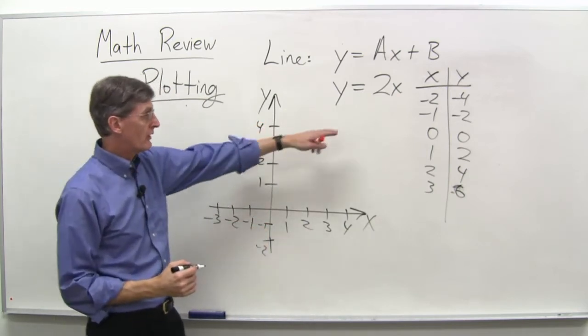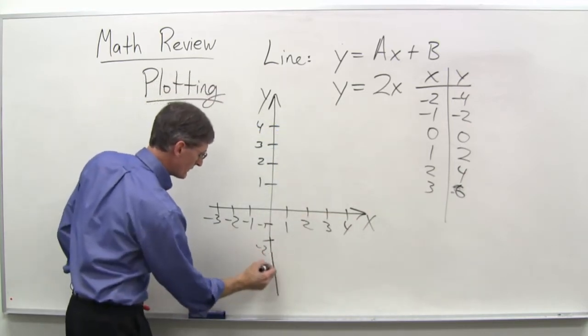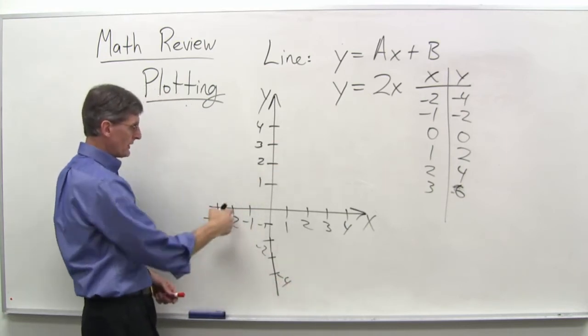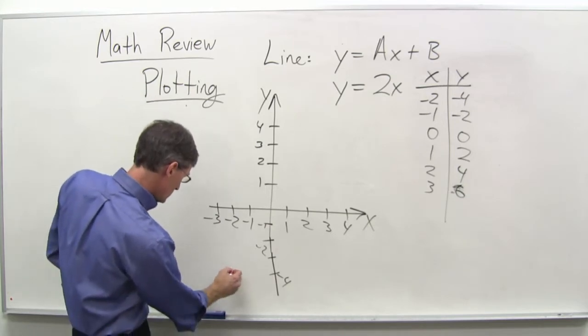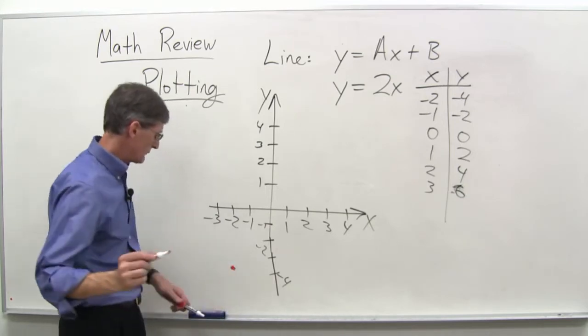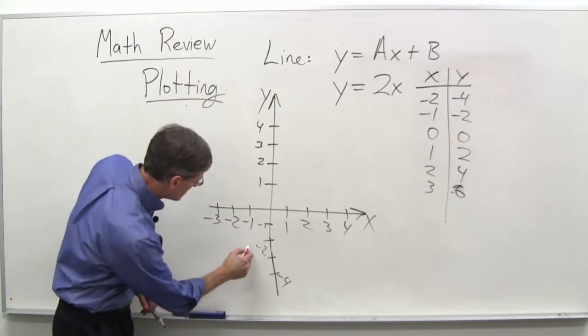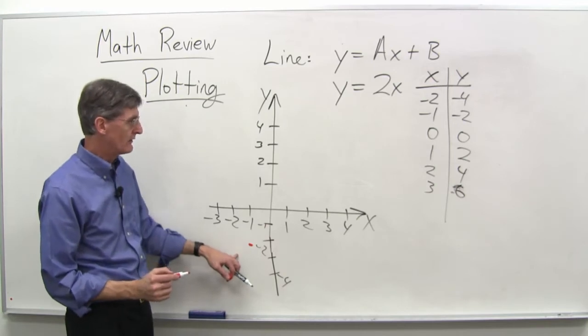So our points are negative 2, negative 4. So actually I need to go a little bit farther here, down to negative 4. So negative 2 for x, negative 4 for y. Get the red out. Red marker. So there's that one. Negative 1, negative 2. So hopefully my scaling is more or less correct here, so we get a nice line out of this.